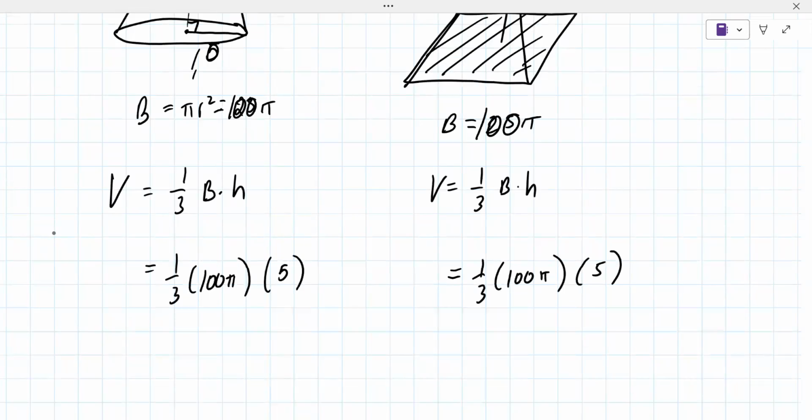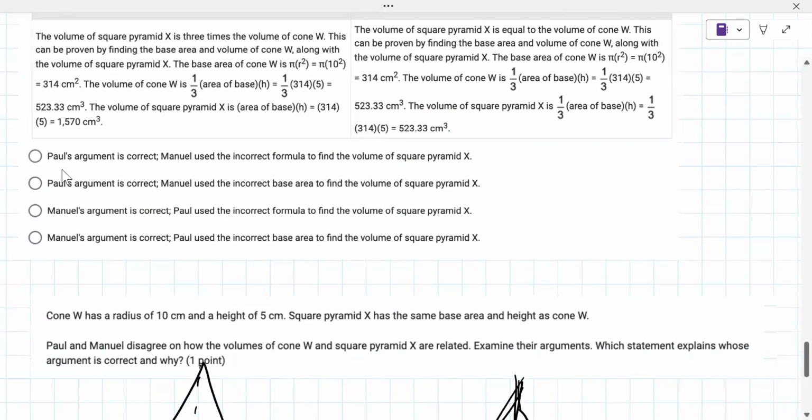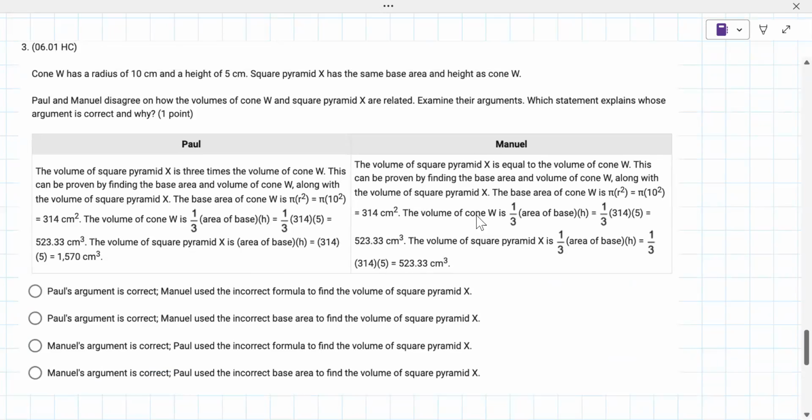Right. I got 524. So it looks like Manuela is correct. Right. Any questions on that? Not really. Okay.